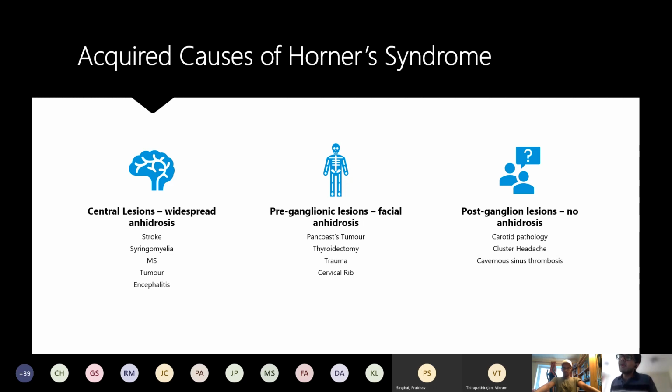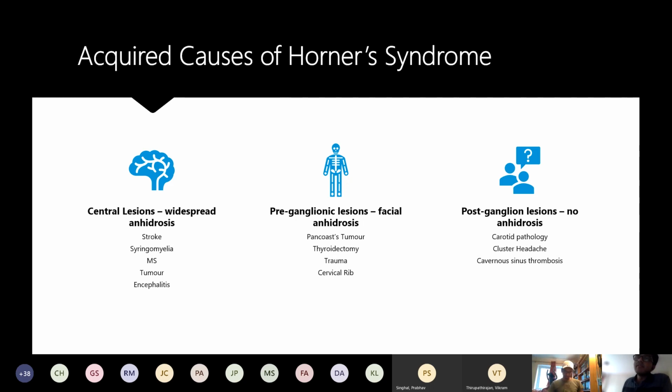The congenital sign was heterochromia. You have different colored eyes on either side. Important point I just wanted to add here. A quick way of remembering this is just STC. So S: stroke, syringomyelia, multiple sclerosis, gives you a couple of the major causes for the central lesions. T: you get Pancoast tumors at the apex of the lungs, you get thyroidectomy, you get trauma, causing the preganglionic lesion. And C: carotid pathology, cluster headaches, and cavernous sinus thrombosis causing the postganglionic. So that's just a cool way I have of remembering it.